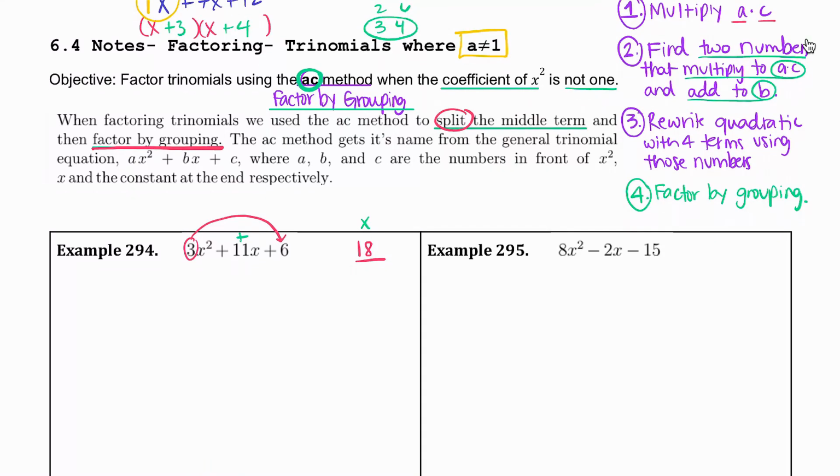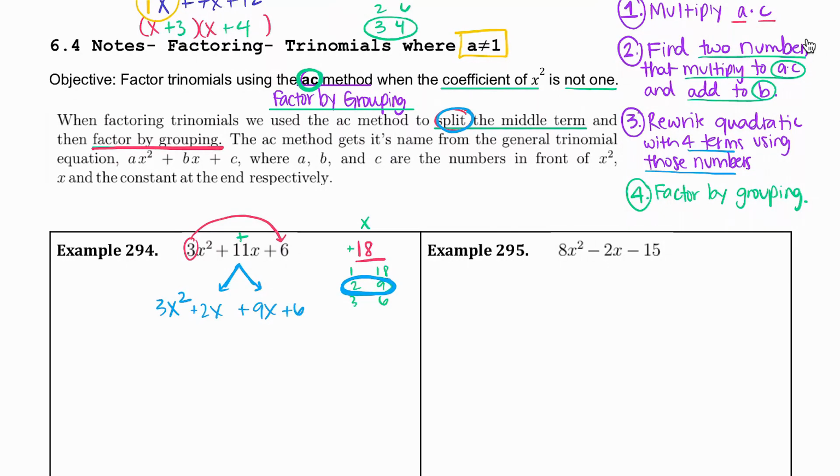Let's list the factors of 18. It needs to be a positive 18 and add to be a positive, so it's two positive numbers. So 1 and 18, 2 and 9, 3 and 6. Well, add to give me 11 is 2 and 9. Okay, this third step is what I mean by we're going to split the middle term. So we're going to rewrite this quadratic, but instead of 11x, we're going to rewrite it with 4 terms using the numbers that we just found. So I'm going to write this as 3x squared. I'm going to split this 11x into 2x and 9x, and I'm getting those numbers from right over here. Those are the numbers that we came up with.